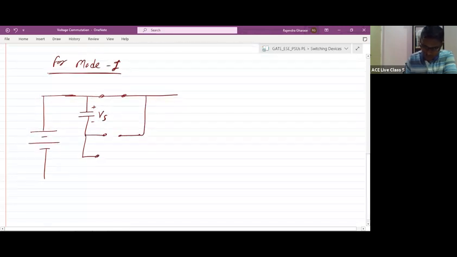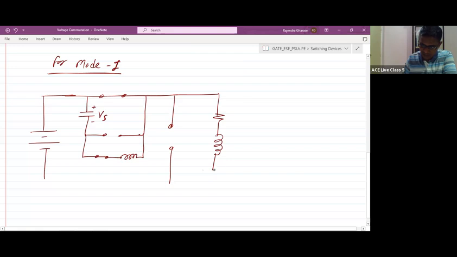Diode D is in an on state. Inductor, and here we have this type of circuit. Here the freewheeling diode will be in an off state, and here we have the load R, L, and E. So this type of circuit will be there for mode 1.